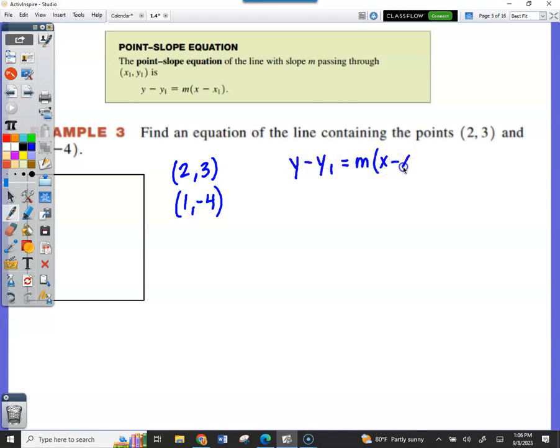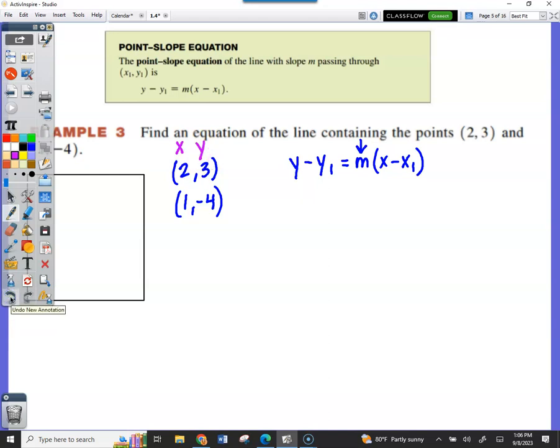Since the goal is finding slope, you want to draw an arrow above that so that you'll remember that's the goal. If that's the goal, then everything else has to have a number plugged in, right? So pick a point, (2, 3), and we're going to plug it in for x and y. Pick another point, (1, -4), and we're going to plug it in for x1, y1. You don't want to mix those. You can't call this x and then this y1. You can't do that, okay?